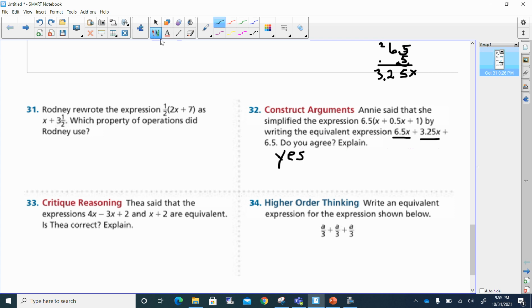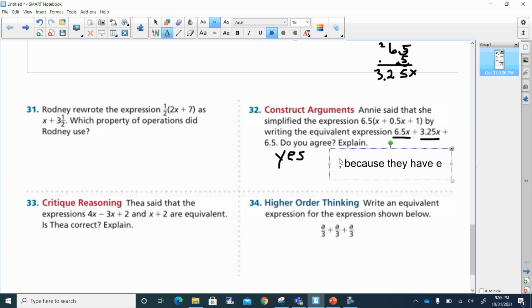All right, and if they're asking me for a reason, I would have to say yes, because they have equal value.